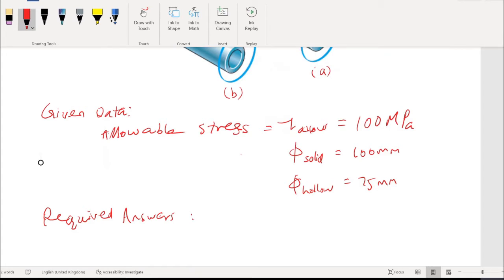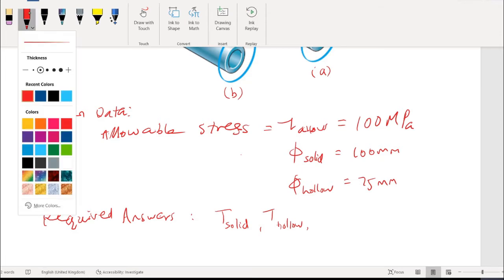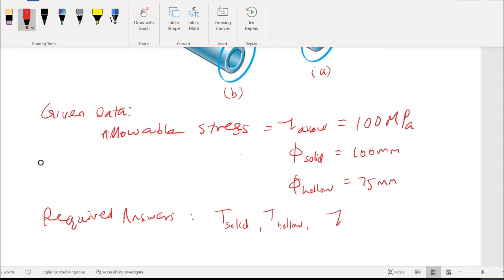Number one, you are asked to find the torque. Given the allowable stress, you're asked to find the torque T for the solid and also for the hollow, and also the distribution. In both cases you need to find the shear stress distribution along a radial line, for the solid and also for the hollow. Okay, let's do one by one.